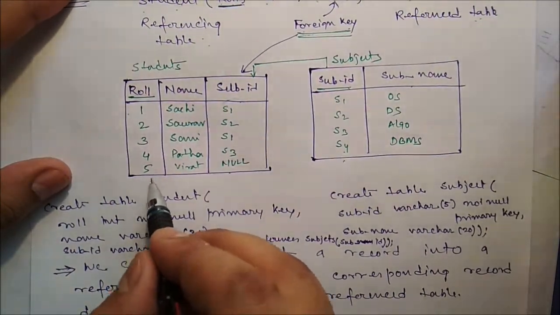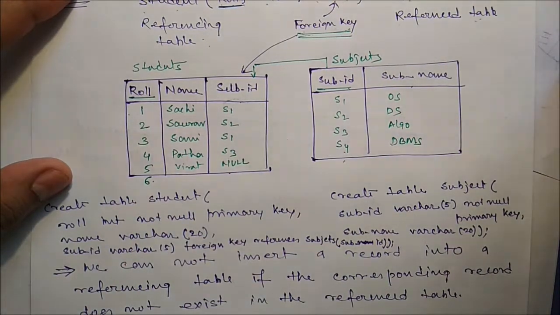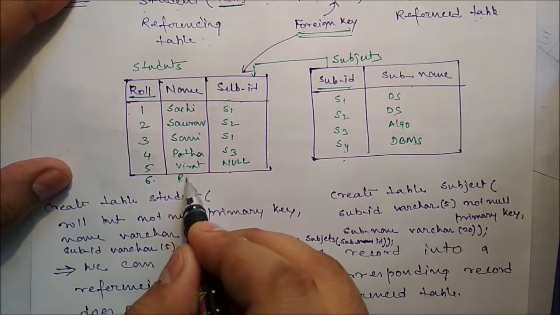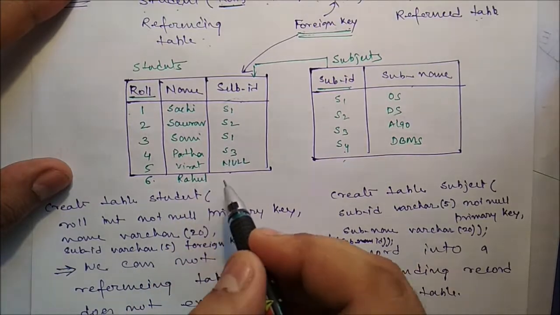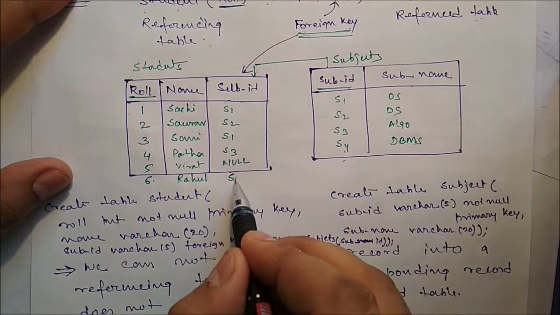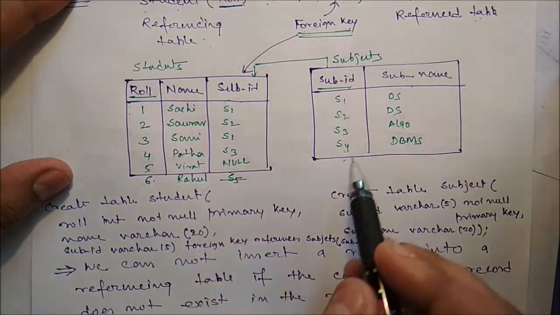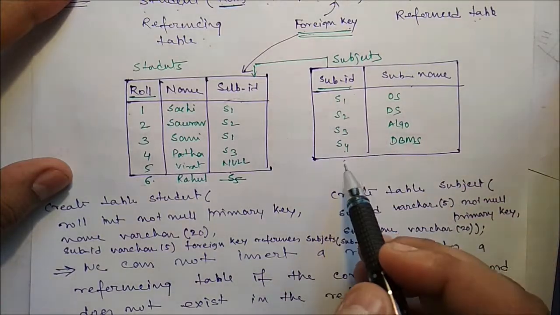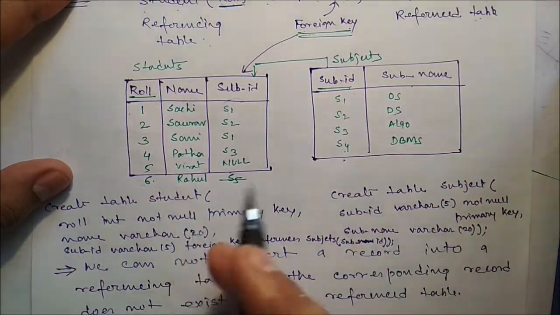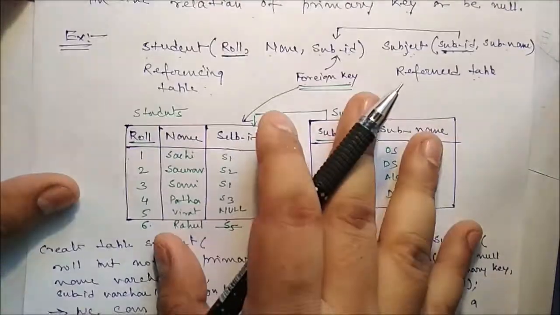Are you getting this one? Say another roll number, say 6, KL Rahul. Now suppose we input the subject ID S5, but we cannot put subject ID S5 because S5 is not present here. So that is a violation of the referential integrity constraint. Are you getting this one?